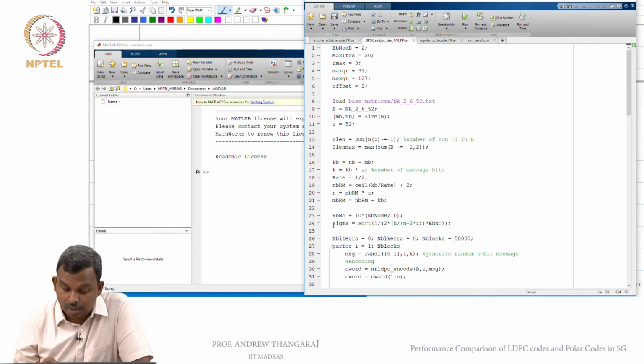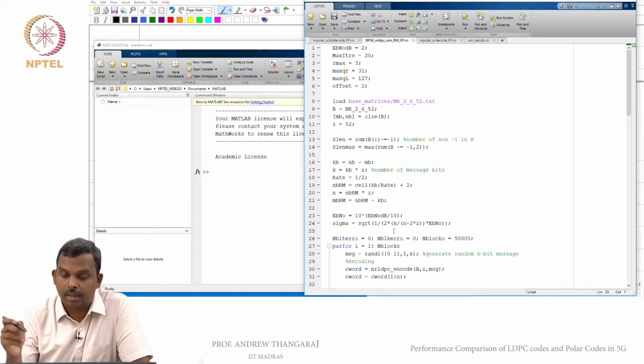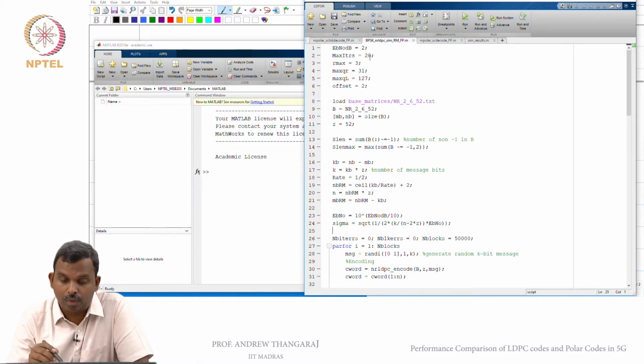But then when you do sigma calculation, you have to be very careful. Remember, the actual rate is K by N minus 2Z. Okay, so actual number of message bits divided by number of code word bits transmitted. So this N minus 2Z is quite important. I'm taking N to be the total length. So N minus 2Z is the actual rate that you're going to use. Okay, and then after that things continue as it is. There's no big change here. Okay, so maximum iterations will take us 20. It's not too bad a number for comparison.